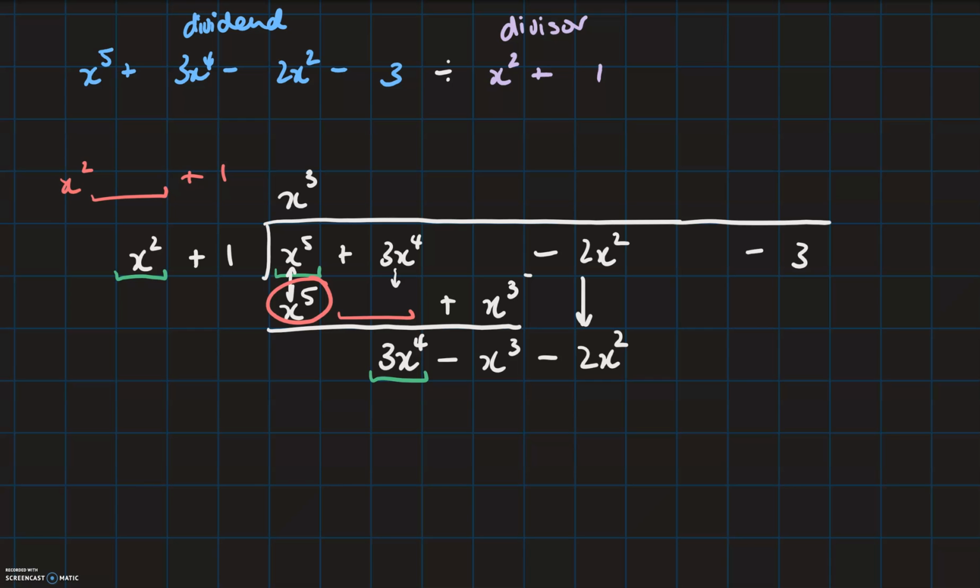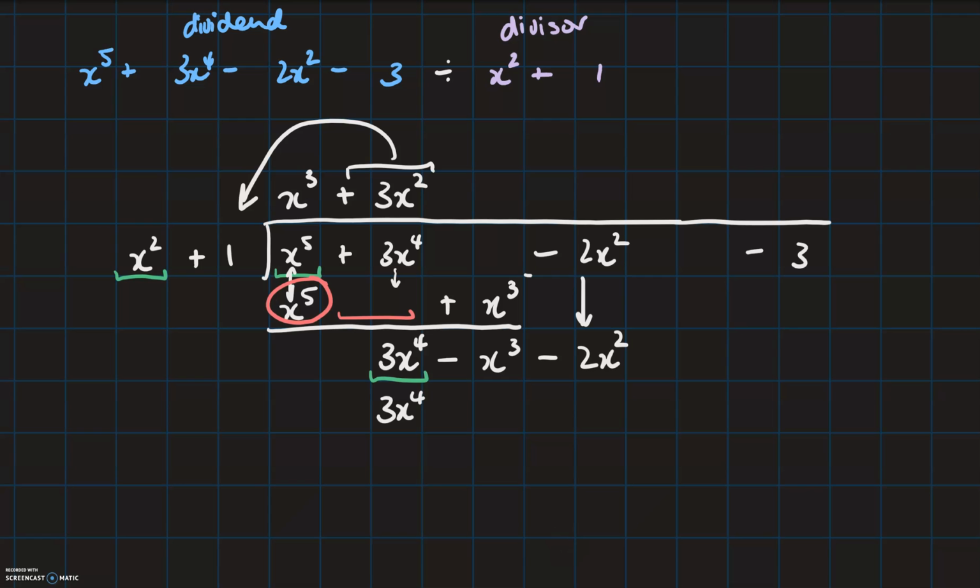I'm going to figure out how many times x squared goes into 3x to the power 4. That's the same as saying 3x to the power 4 divided by x squared. Well, with that, I'm going to have plus 3x squared. Okay, and that'll give me 3x to the power 4. And if I write plus 3x squared up here, I need to multiply that into my divisor.